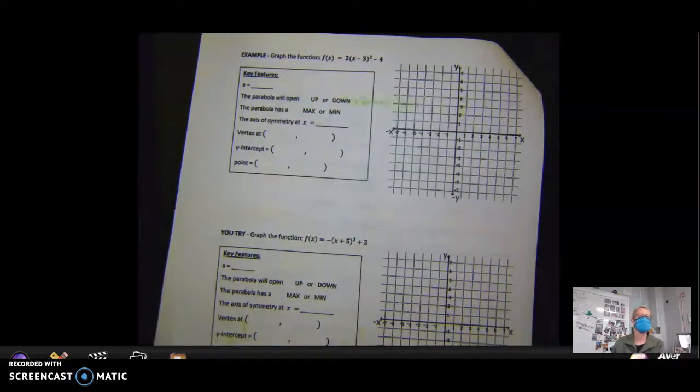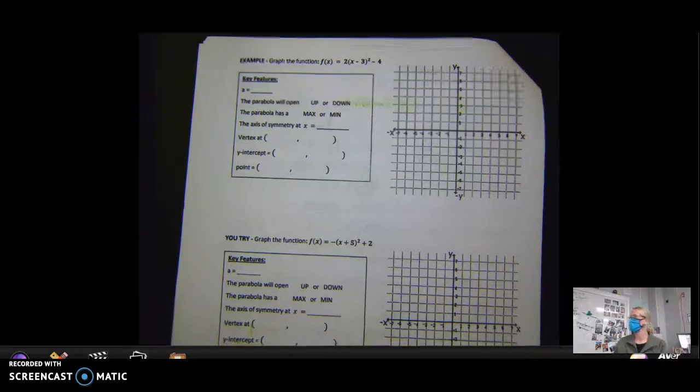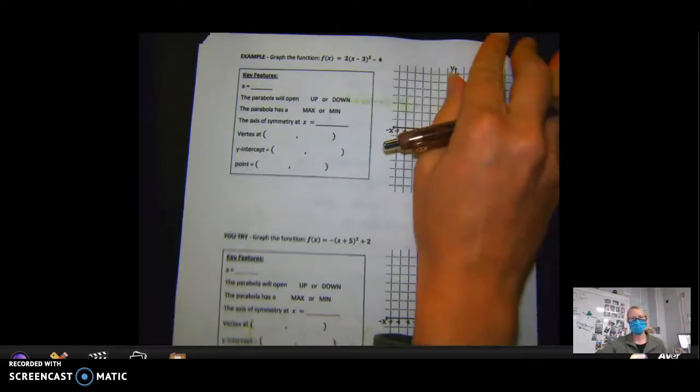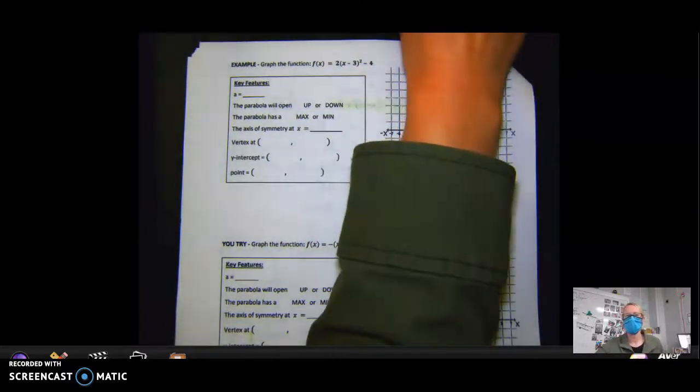What page is this? 21, 22, 23? 20 what? 32. See? Here. Bueno, people, bueno.